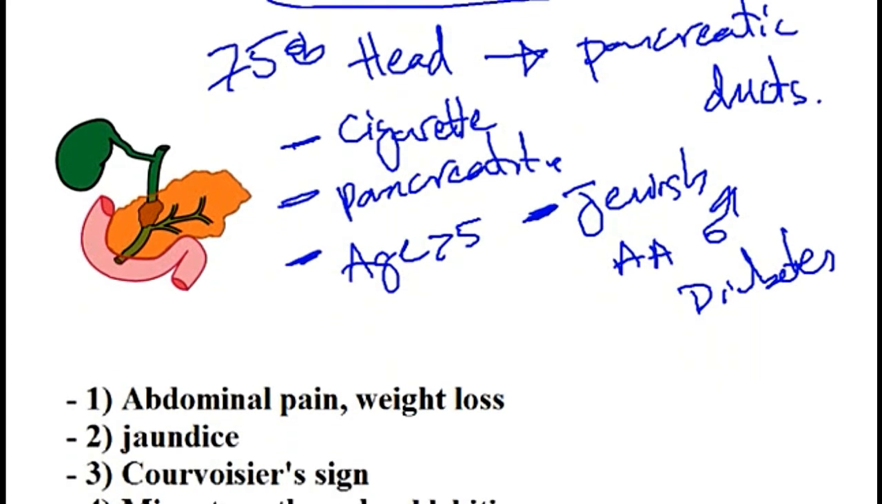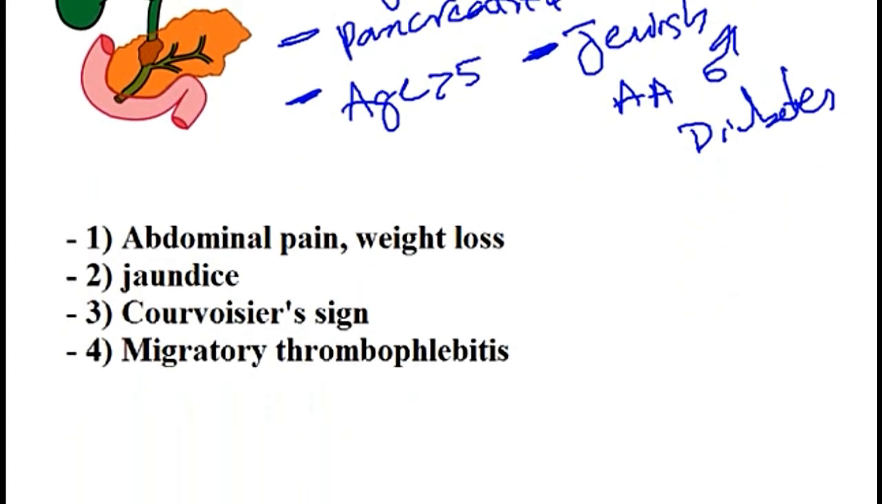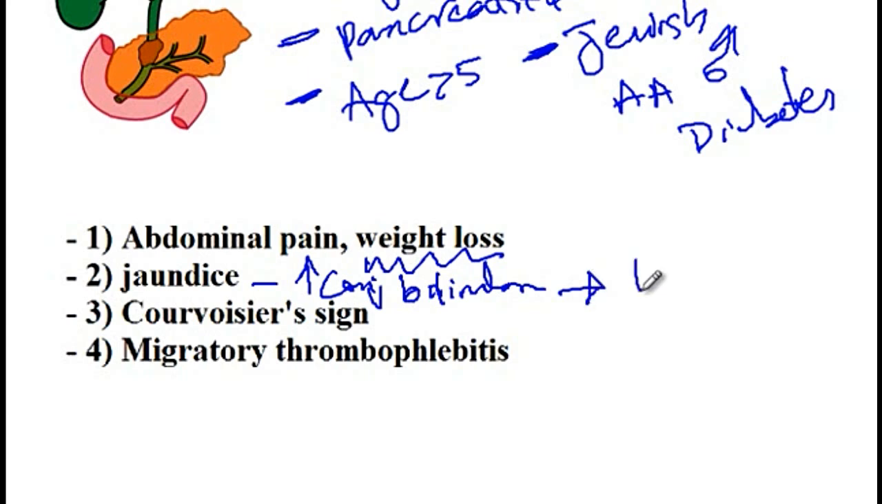The features of this cancer are that patients will have abdominal pain, and obviously because of the cancer they will have weight loss. They will have jaundice since there is an obstruction of the common bile duct. So there would be elevated concentration of conjugated bilirubin, as a consequence of which patients will develop jaundice, and they would also have dark urine with light colored stools.